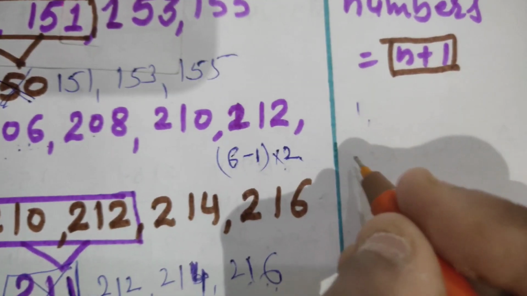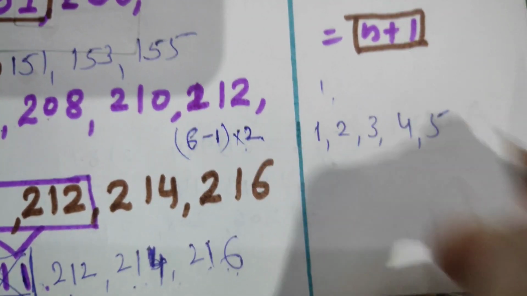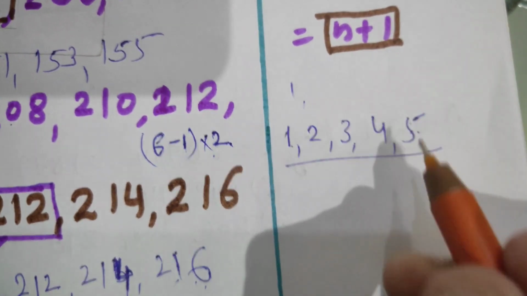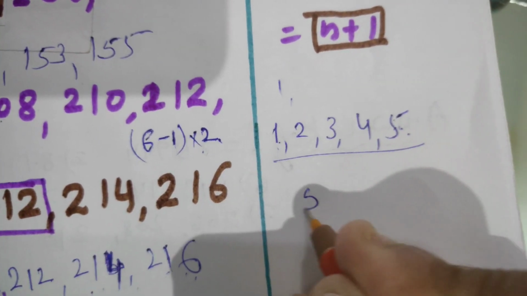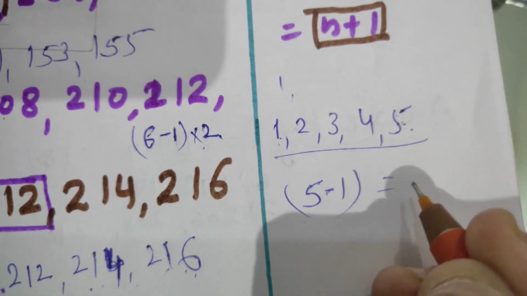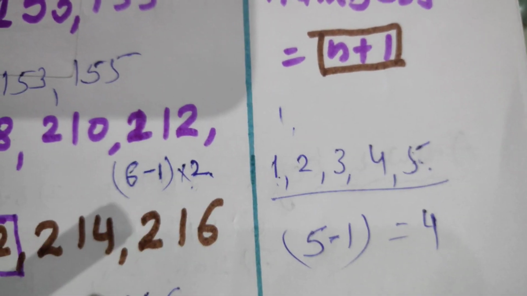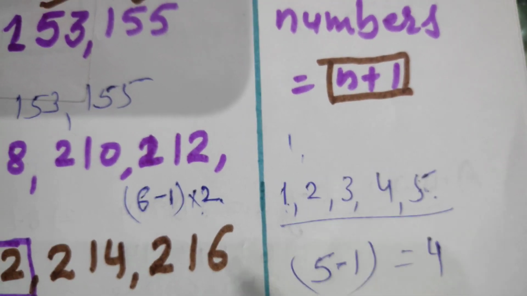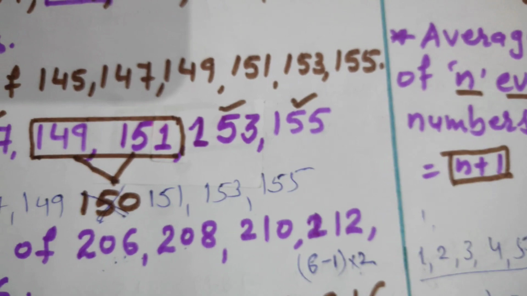If they are consecutive numbers like this, 1, 2, 3, 4, 5. 5 numbers. Then what will be the difference between the smallest and the largest one? Number of observations, that is 5 minus 1. 4 is the answer. If observations are 7, then what is the difference between the smallest and largest? 7 minus 1. I hope you have understood this.